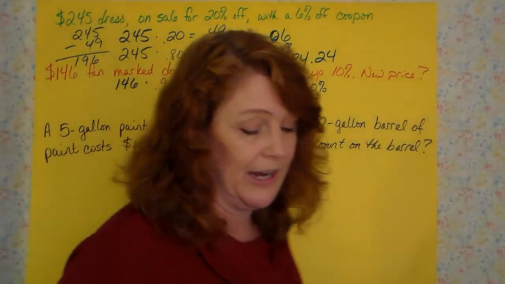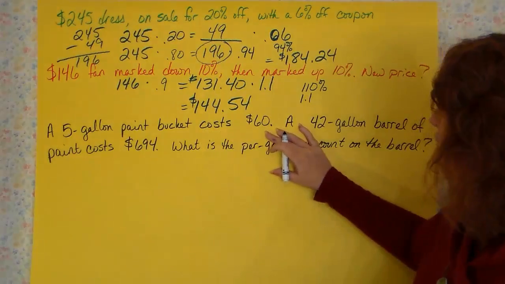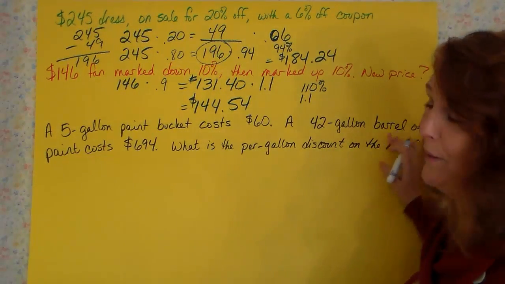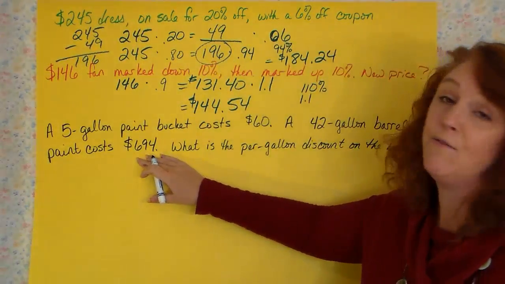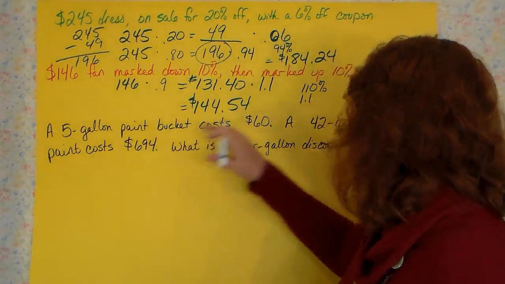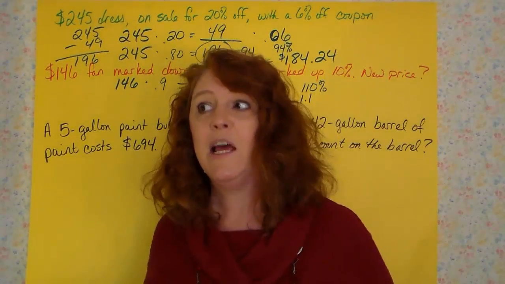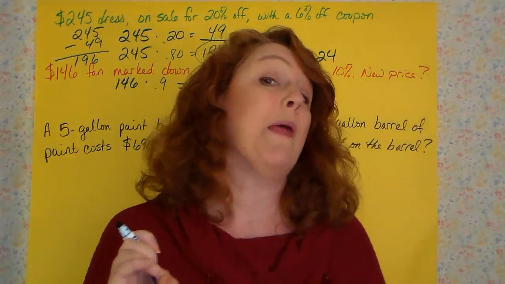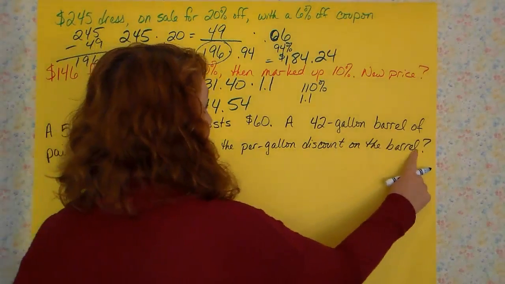All right, another question they're going to ask you. A 5-gallon paint bucket costs $60, but a 42-gallon barrel of paint, not that that exists, but you get the idea, costs $694. Now, they offer this barrel of paint at a slight discount, and the question is asking you, what is that discount? How much money do they save? What is the per gallon discount on the barrel?